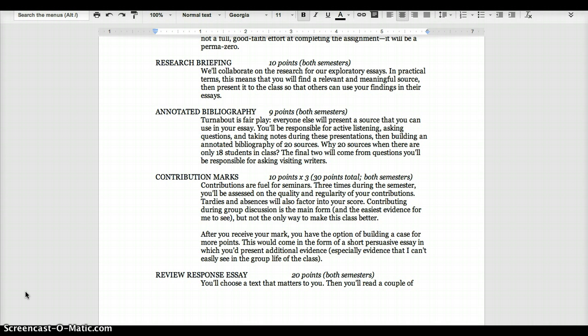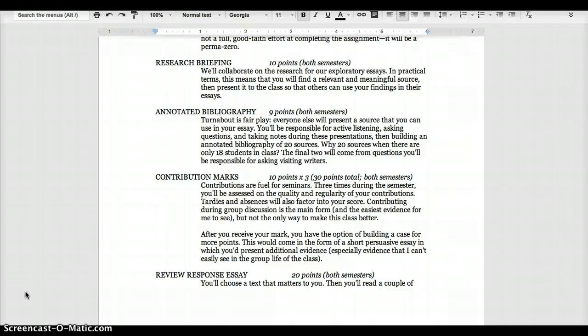The other thing that I wanted to say about this is that I recognize that there are ways to contribute to this class that don't come in the form of whole group discussion. A lot of these ways are not so easy for me to see, so I've built in a different mechanism here. After I assess your contribution, and let's say that your grade is lower than you think it should be, you have the opportunity to submit a short, persuasive essay to let me know how you've contributed to the class in ways that I can't see.